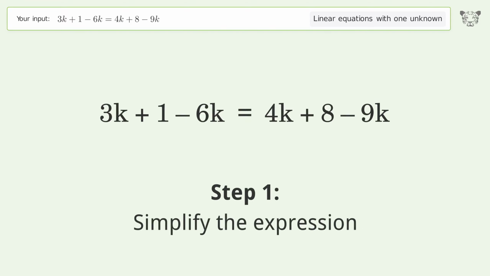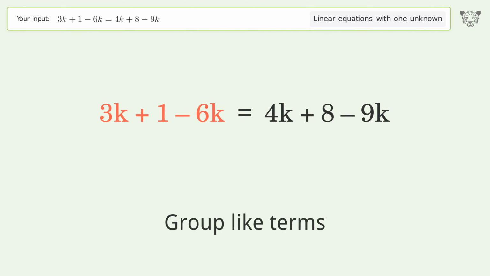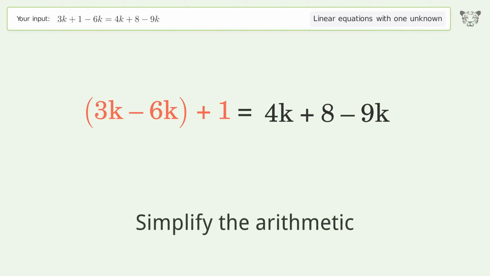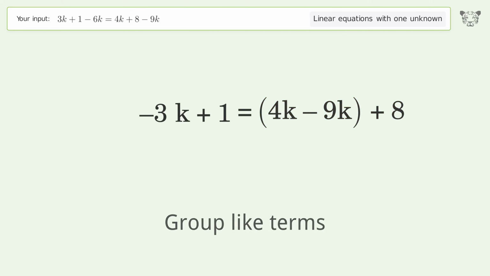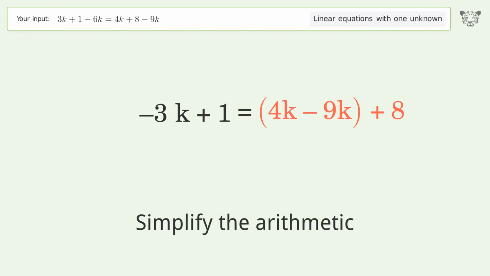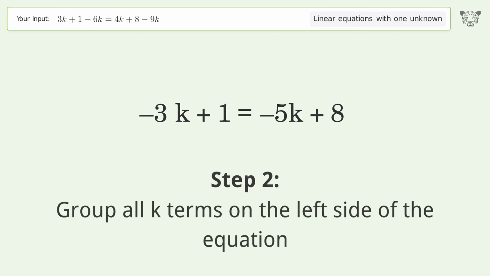Simplify the expression. Group like terms. Simplify the arithmetic. Group like terms. Simplify the arithmetic. Group all k terms on the left side of the equation.